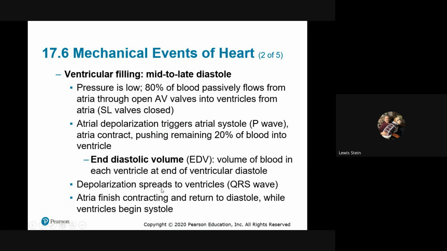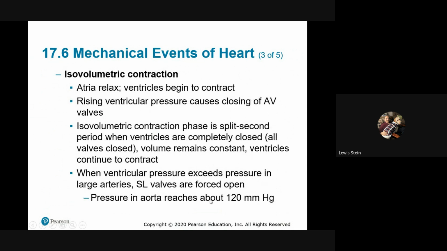So depolarization then spreads by way of the QRS wave to the ventricles, and the atria are finished contracting almost simultaneous to that. They relax while the ventricles begin to contract. And what happens as the atria relax, the ventricles undergo, and it's a good word, isovolumetric contraction. At that point, the volume is not going to change, because what you're going to see is the pressure occurs.